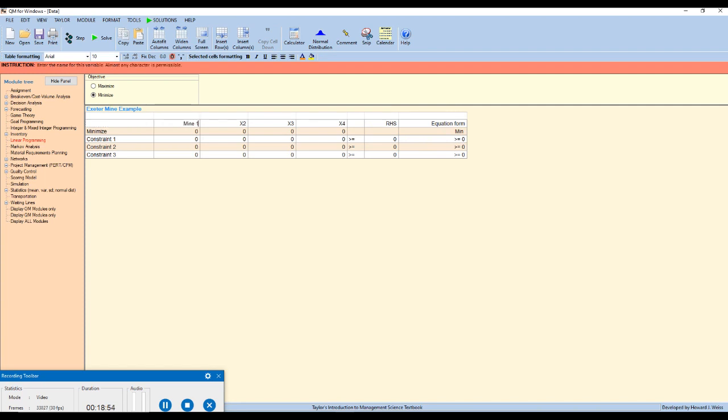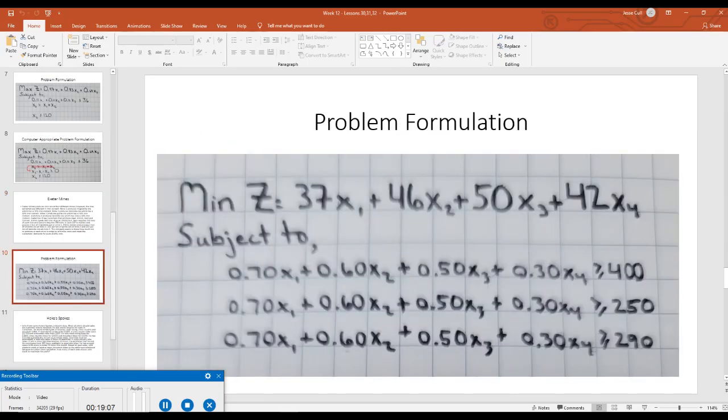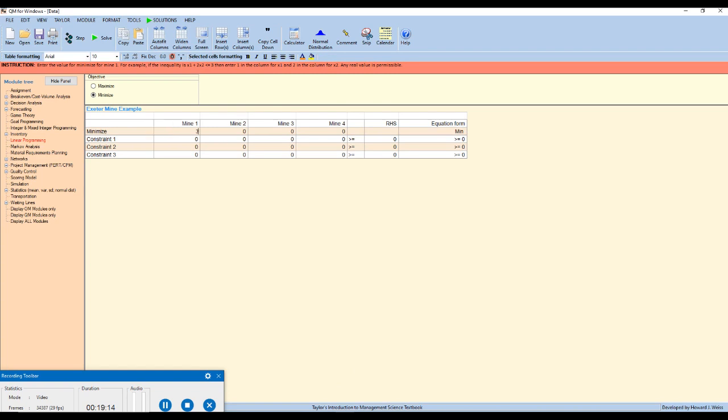Mine 1, mine 2, mine 3, and mine 4. Our costs, we check here, 37, 46, 50, 42. Constraint number 1 is Armco requirements. Number 2 is Best requirements. And number 3, Corcom requirements.